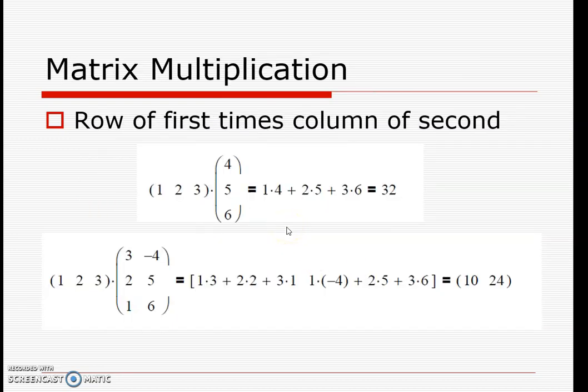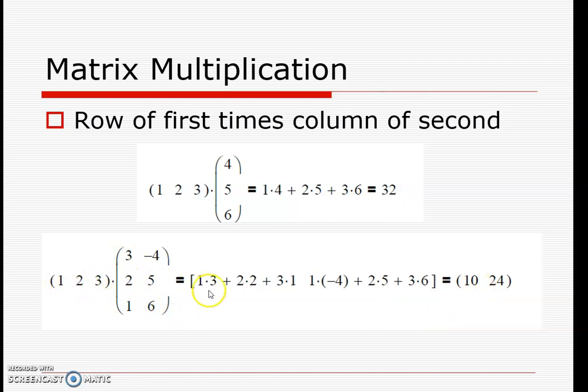So to illustrate that a little further, here's a 1 row, 1 column. You go across and down, so 1 times 4 plus 2 times 5 plus 3 times 6. Add them up and you get a single number, 32. So a row times a column. They're going to have the same number in the row and the column to match, and it'll give you a single number. So here I've got, notice that's a 1 by 3, 3 by 1, answer is a 1 by 1. Here I've got a 1 by 3, 3 by 2, so a 1 by 2 is going to be my answer.